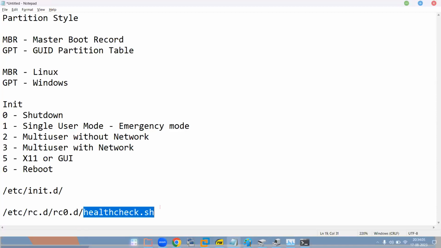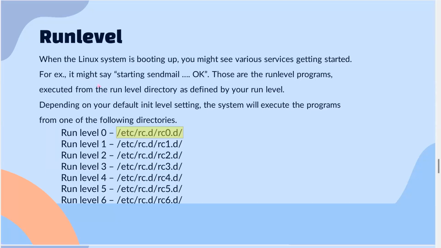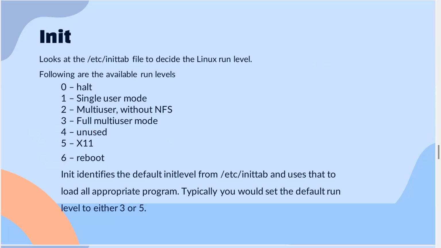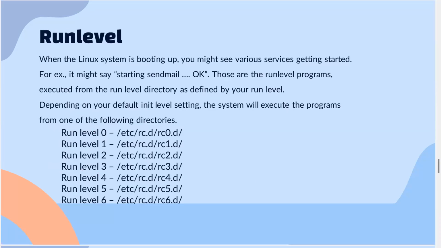So if you are defining here, once the session is open, every time this script will be running, right? So that is what this run level means. By default, there would be a run level for any system. In this case, mostly it will be for run level 3 and 5. And obviously there is no run level 4, because 4 is unused, so you can ignore that. Remaining every number, it is there.